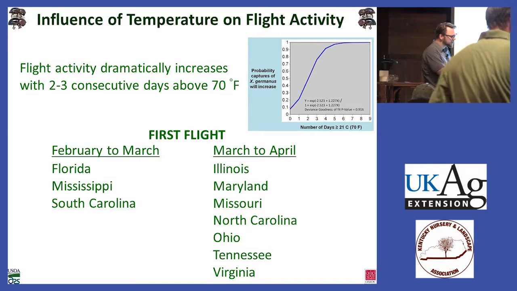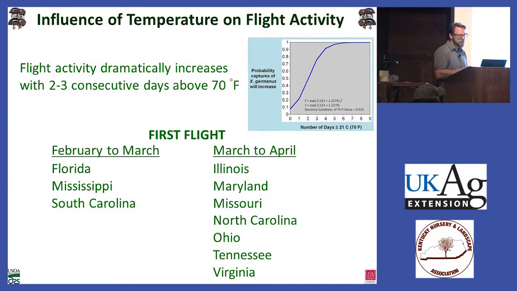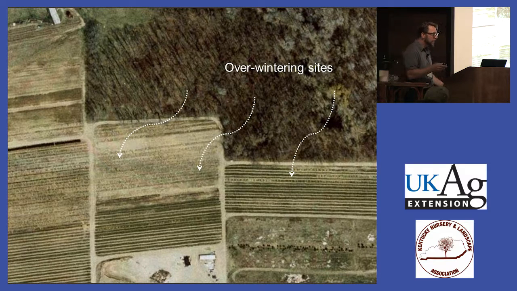So yeah, in terms of first flight, I would think that Kentucky would fall in March to April, and then the more southern states is really February to March. So again, the beetles are overwintering in trees in woodlots, assuming there's no infestations within the nursery that have carried over. Basically, they're going to be leaving these trees within neighboring woodlots and entering the ornamental nurseries or the landscape and looking for a suitable host.